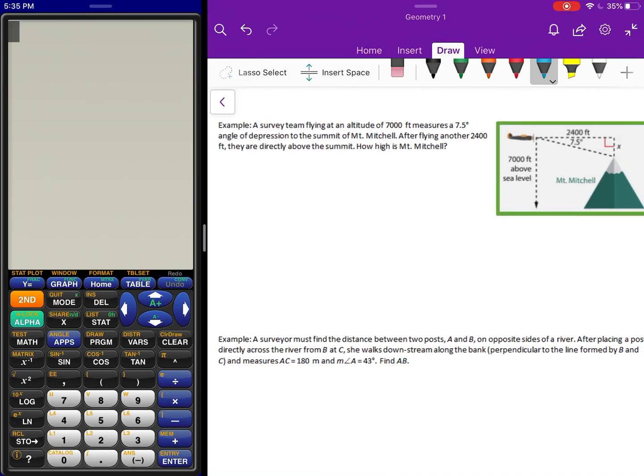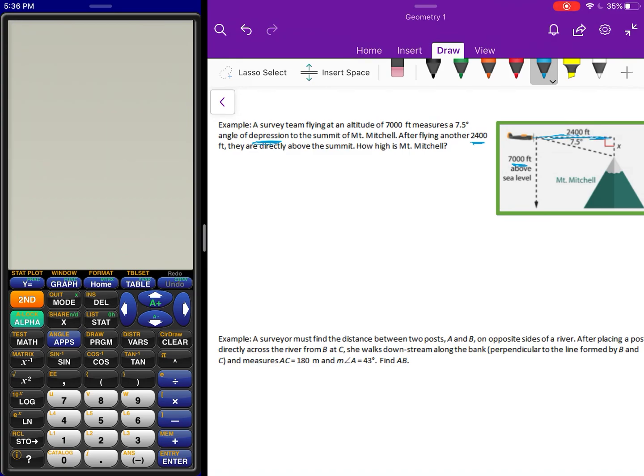All right, so here we have a survey team flying at an altitude of 7,000 feet, measures a 7.5 degree angle of depression. So they're looking downward to the summit of Mount Mitchell. After flying another 2,400 feet, they are directly above the summit. How high is Mount Mitchell? All right, so they are flying at an altitude of 7,000 feet. So in this case, the figure is given to you. Sometimes you might have to sketch it out on your own, but here we have it drawn out for us.